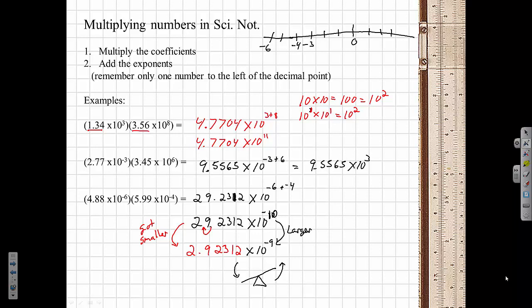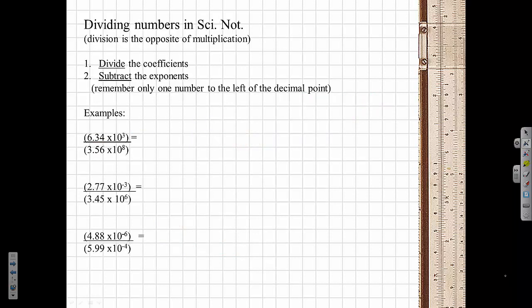And we end up with two numbers that are numerically equivalent, but this number down here on the bottom is in proper scientific notation. Okay. Dividing numbers in scientific notation. All right.